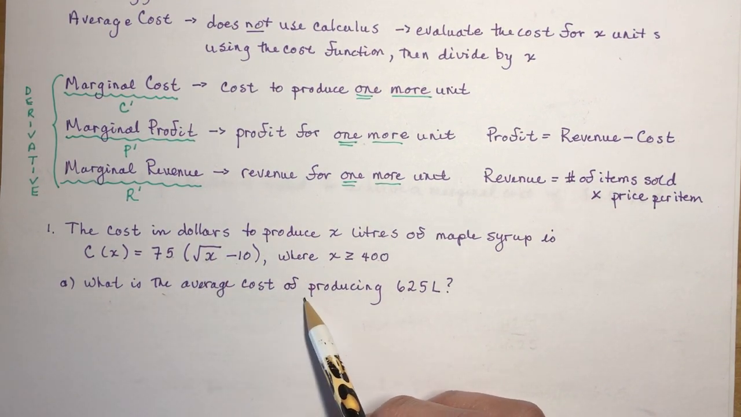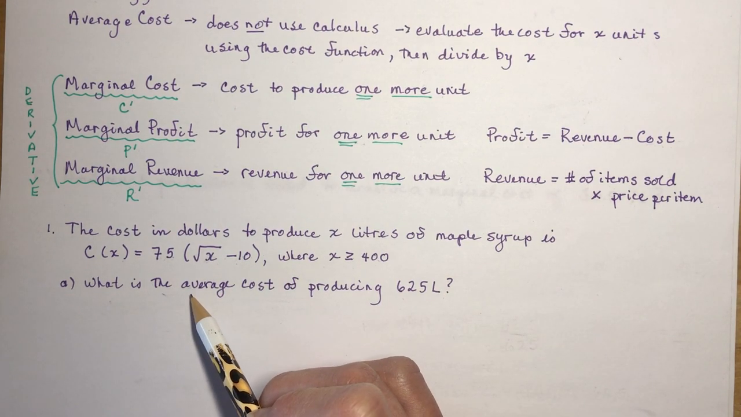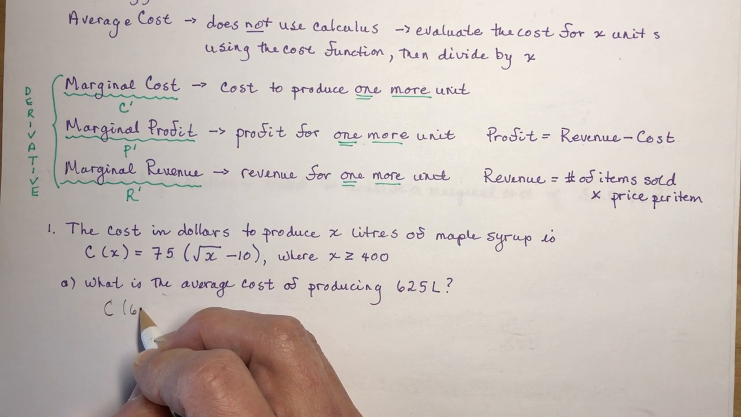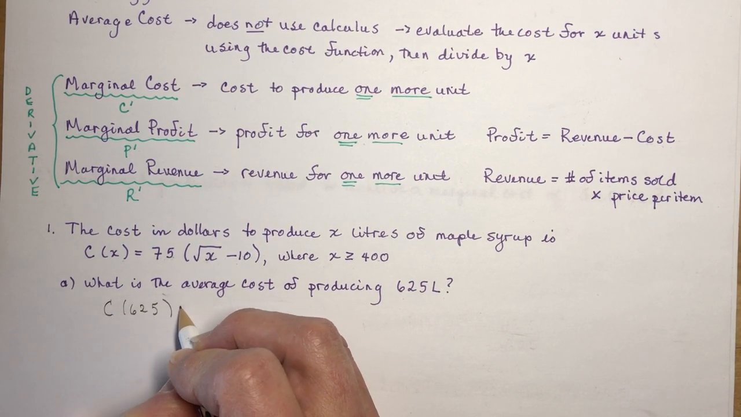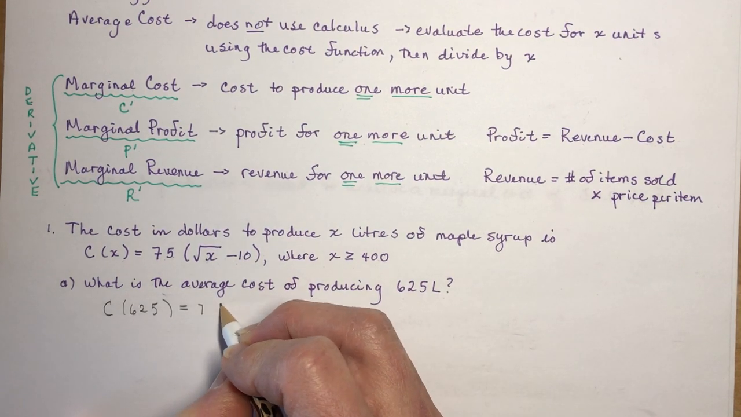So what is the average cost of producing 625 liters? So again, this is average cost. All I really need to know is what was the cost to make 625 liters, and then I'm going to divide that by the 625. So let's do the math on that.